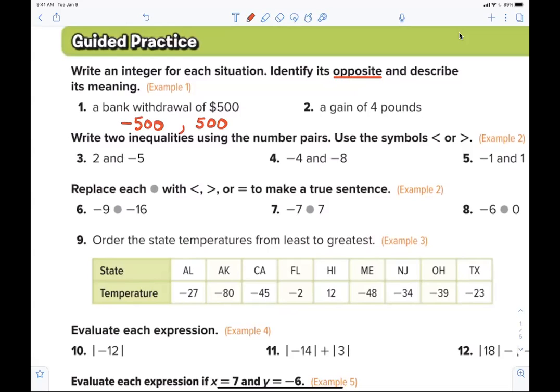All right, Wilson, tell me about number two. Plus 4. Plus 4 would be good. And the opposite is minus 4. I had a feeling you guys were good with this.